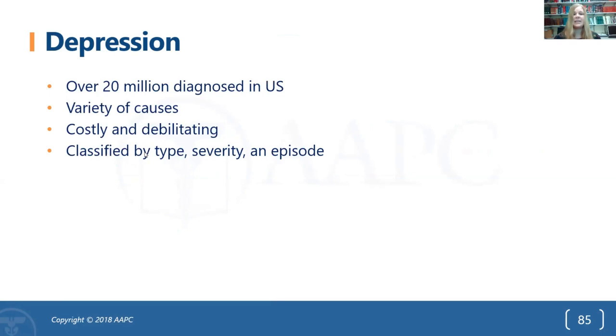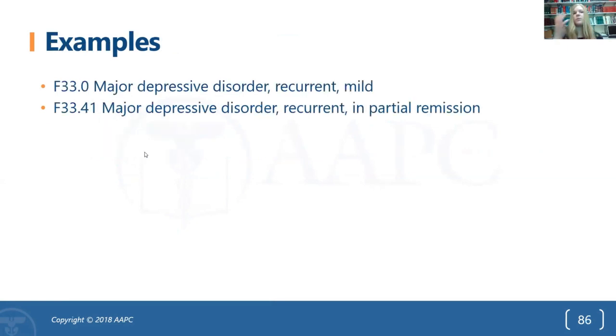In ICD-10-CM, depression is classified by episodes in addition to types such as mild, moderate, and severe, and with or without psychotic features. So for example, we have code F33.0, which is major depressive disorder, recurrent mild. F33.41, major depressive disorder, recurrent in partial remission.